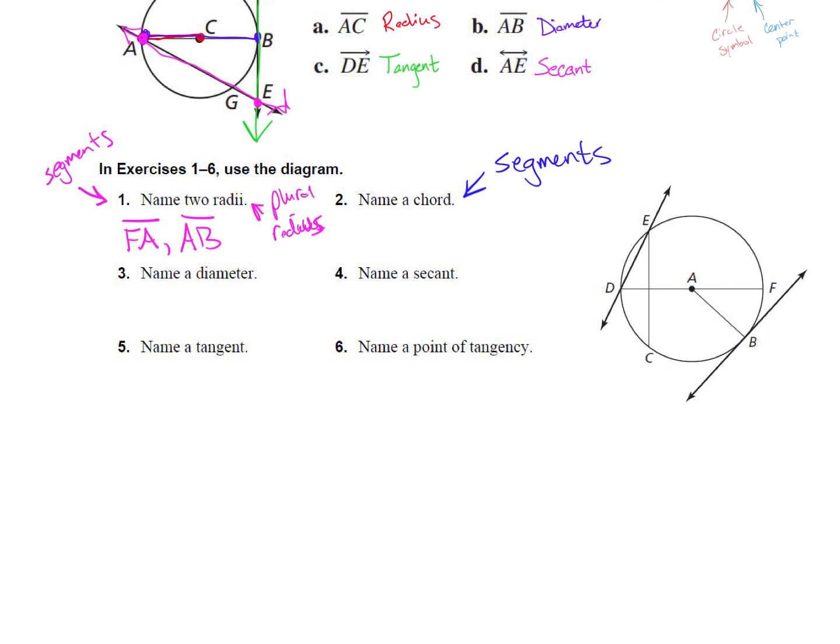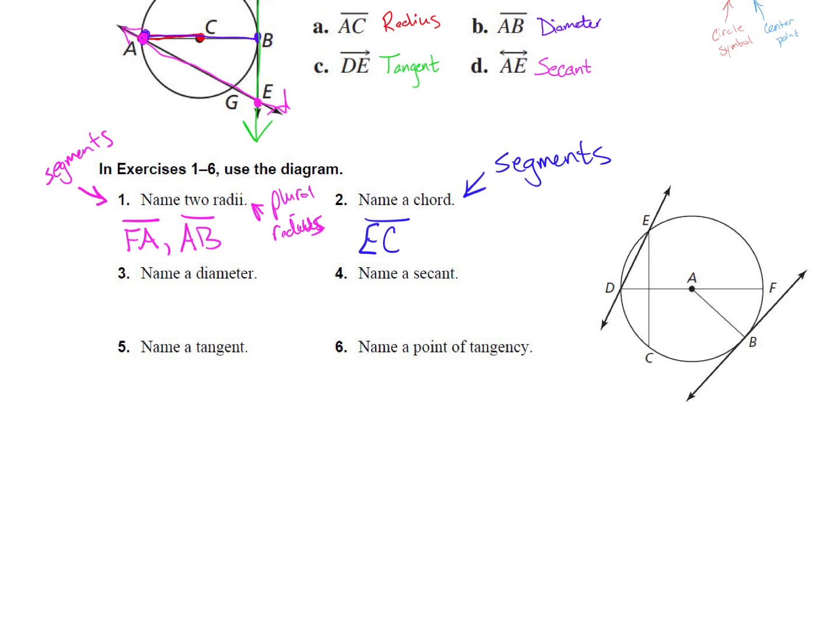All right, so, Rigoberto, name a chord for me. EC. Good. EC, because it's going from the edge here to this edge. Raven, name another chord for me. I know it only asks for 1, but name another one. DF. Do y'all agree with that, class? Yeah, DF is a chord. What is it also? The diameter.